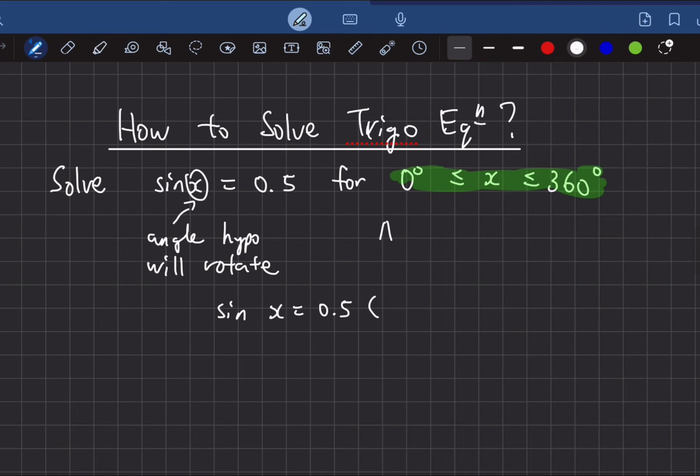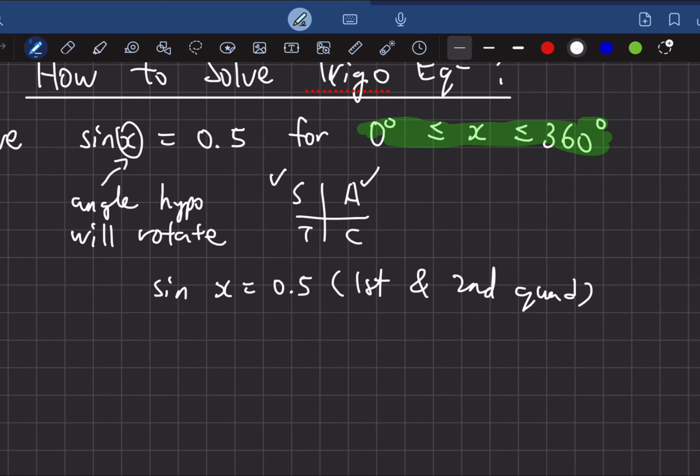So ASTC, okay, sine positive is in first quadrant and second quadrant. So please write this down to help yourself, first and second quadrant, which means that in this question we will have two answers. Then after that we have to find the basic angle. Basic angle of what? Basic angle of x, which is alpha. Okay, so this one will be just sine inverse 0.5. Okay, we don't need to key in calculator to find this basic angle value. We can just keep it as alpha.